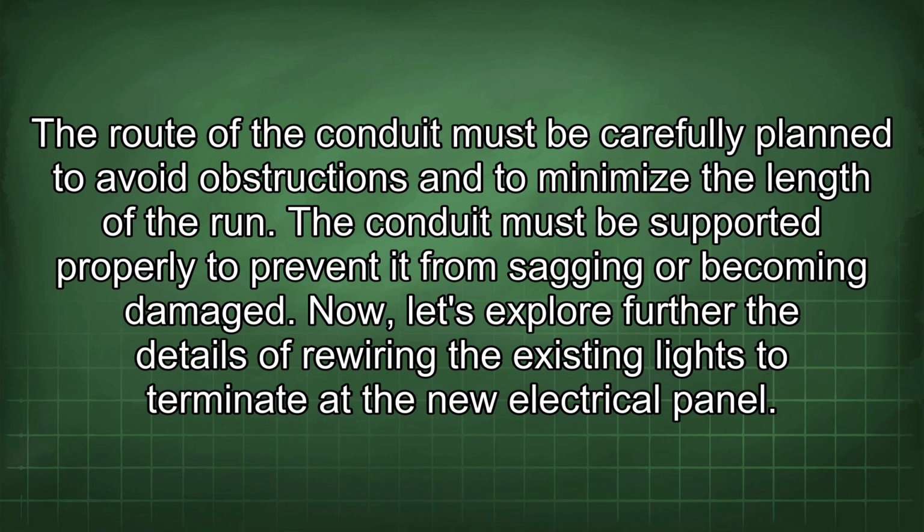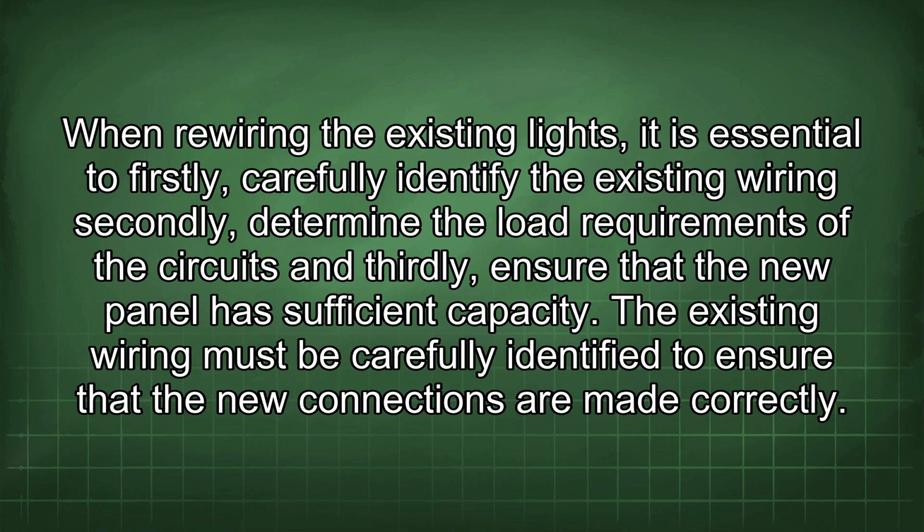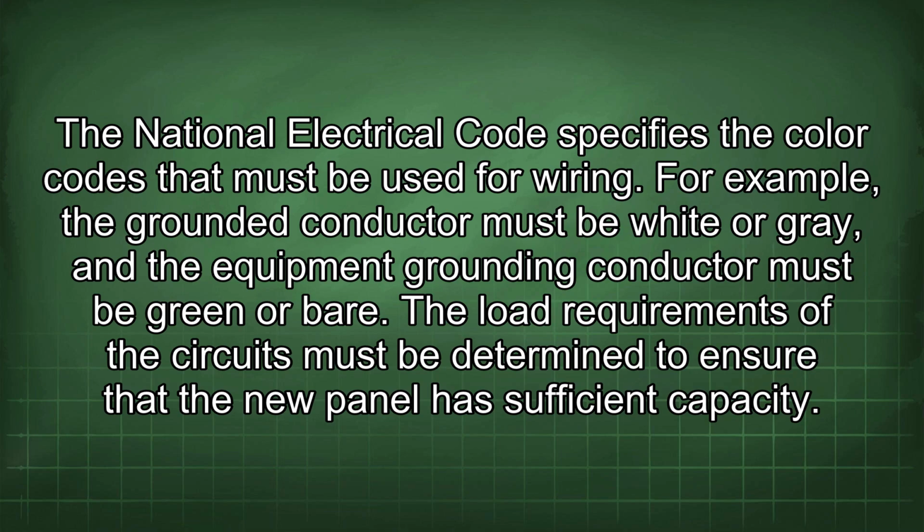Now let's explore further the details of rewiring the existing lights to terminate at the new electrical panel. When rewiring the existing lights, it is essential to firstly carefully identify the existing wiring, secondly determine the load requirements of the circuits, and thirdly ensure that the new panel has sufficient capacity. The existing wiring must be carefully identified to ensure that the new connections are made correctly. The National Electrical Code specifies the color codes that must be used for wiring.